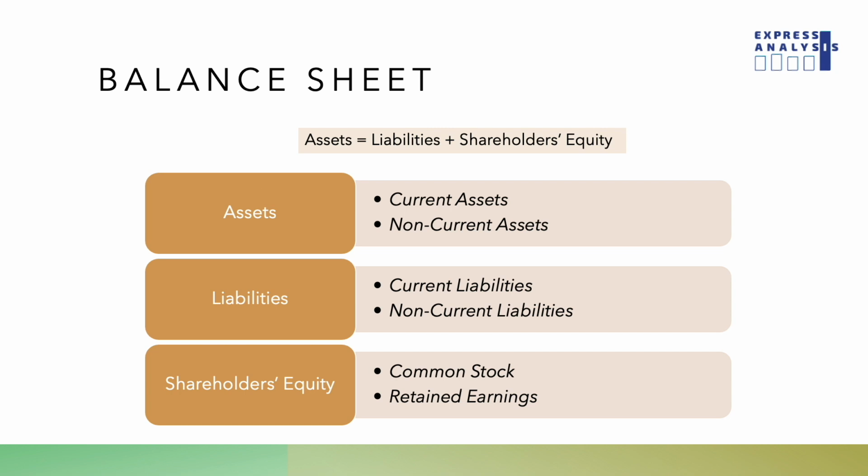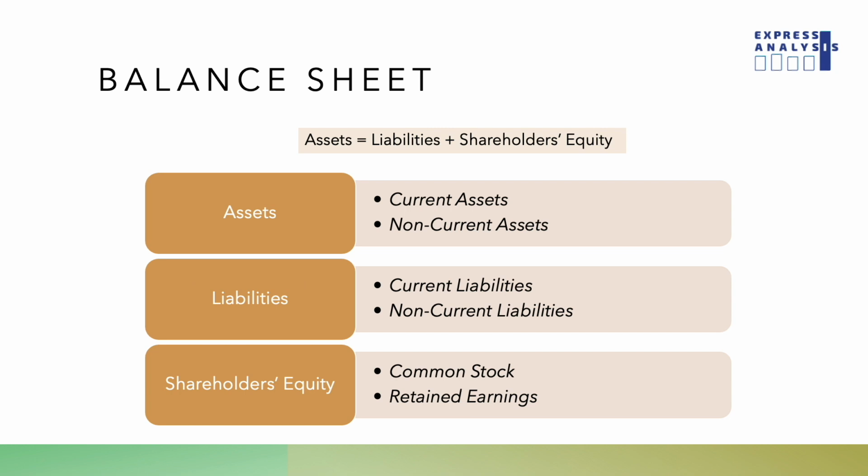Assets are typically categorized into current assets, cash, accounts receivable, inventory, and other assets expected to be converted into cash or used within a year. Non-current assets, long-term investments, property, plant, equipment, and intangible assets like patents. Liabilities. These are obligations the company must settle in the future, such as loans, accounts payable, and other debts.